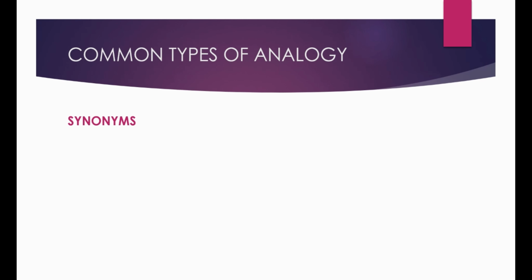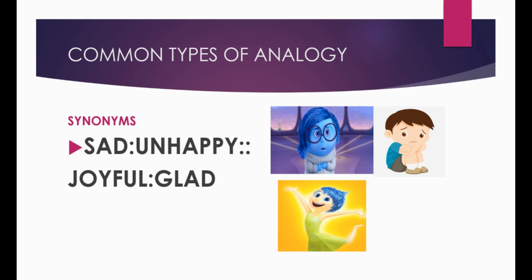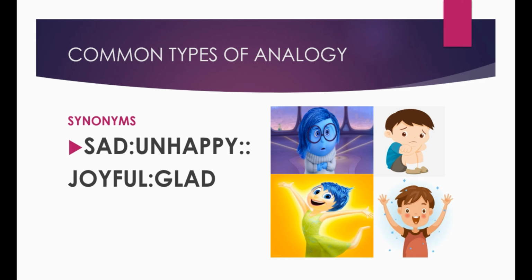There are common types of analogy, and there are relationships. The first one is synonyms. Same meaning of words. Like when you say, sad is to unhappy, as joyful is to glad. Do you see the relationship? The words are synonymous to each other. Can you think of another analogy with this type of relationship?